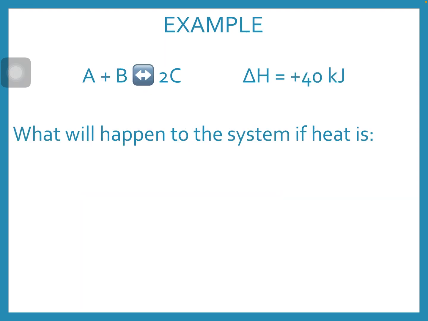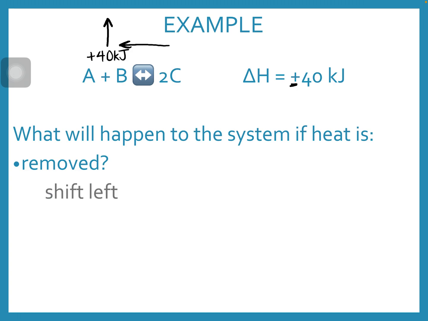So over here we have A plus B becoming 2C. Delta H is positive 40. So positive means that it is an endothermic reaction, which means heat is going to show up on this side of the equation, on the left side. So if we remove heat, if we are taking it away, then we want to replace it. So that's going to shift to the left.